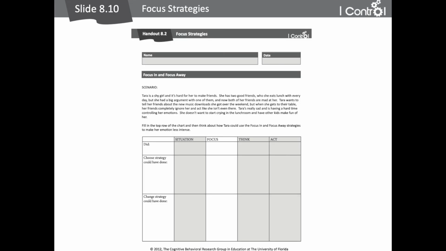Locate handout 8.2 in your student workbook. For this activity, you'll fill in the focus part of the emotion process and think of ways to manage the emotion by using the focus in or focus away strategies. Now, pause the video to read the scenario and fill in the chart with what she did, just like what we did for situation strategies. And then think about how Tara could use the focus in and focus away strategies to make her emotions less intense. When you're done, press play.